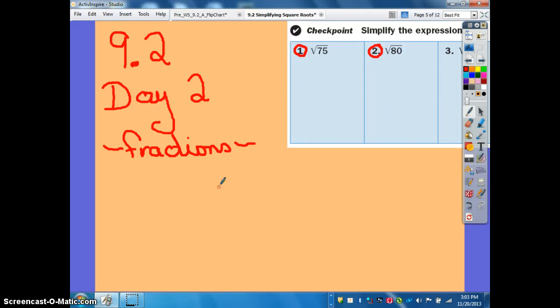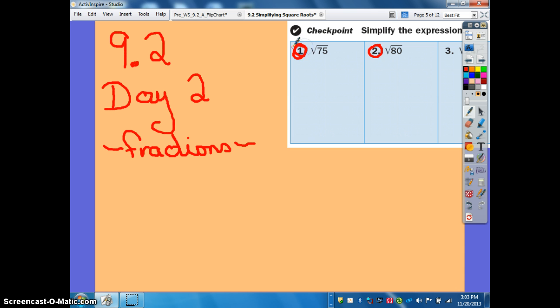All right, today we are going to go over the second day of 9.2. We're going to take what we learned yesterday and add the fraction part of it. Now don't freak out, the fraction part is not hard. It'll be easy and pain-free. But first, let's go over an example of what we did yesterday.